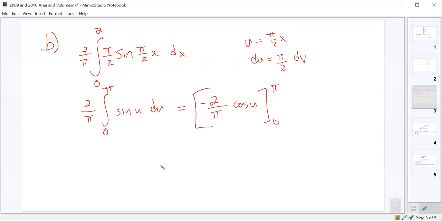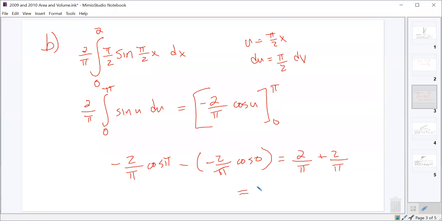And then you just need to evaluate. So negative 2 over pi cosine pi minus negative 2 over pi cosine of 0. And cosine of pi is negative 1, so that becomes a positive 2 over pi. And this is minus a negative, which makes it plus. Cosine of 0 is 1, so plus another 2 over pi, which would give you 4 over pi.